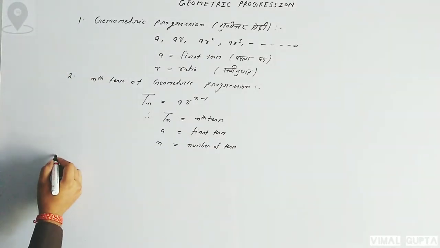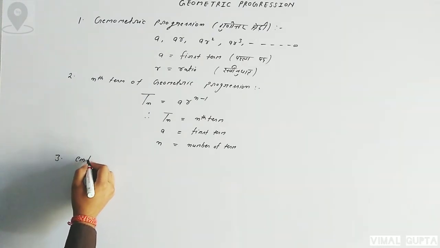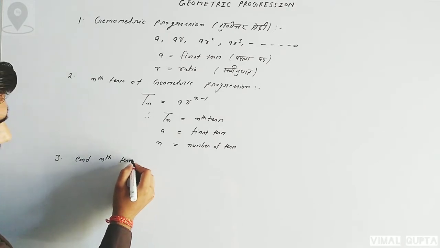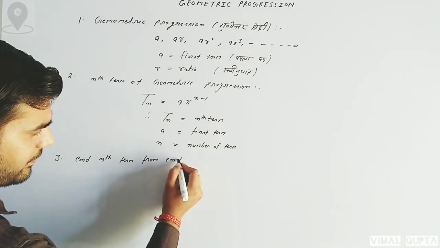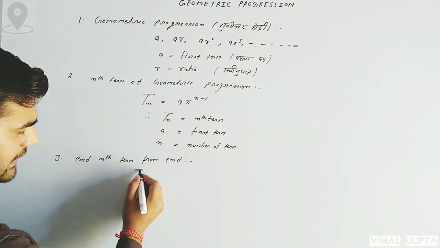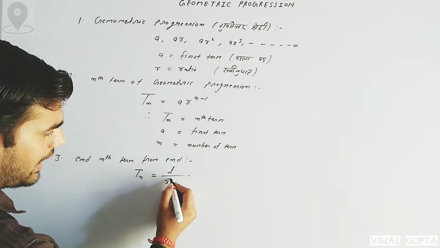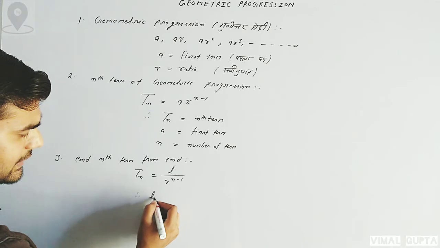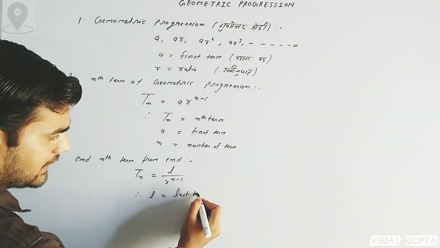Third is nth term from the end. Tn is equal to L upon r power n minus 1, means L is equal to last term.